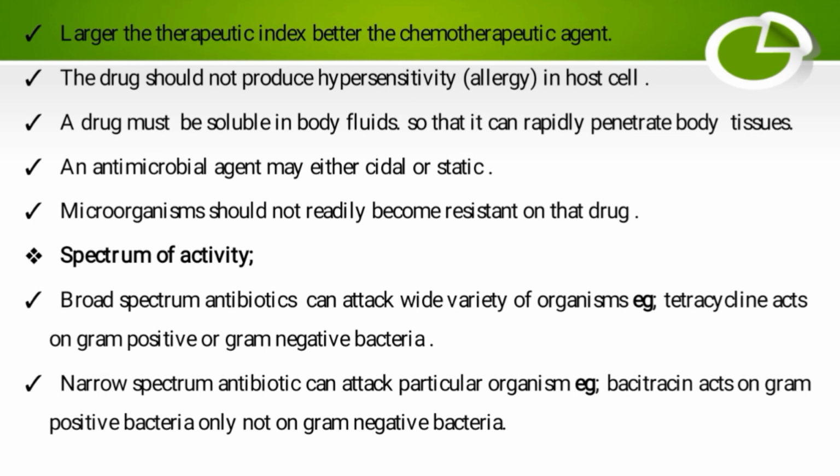Spectrum of activity. Broad spectrum antibiotics can attack a wide variety of organisms. Example: tetracycline acts on gram positive and gram negative bacteria. Narrow spectrum antibiotics can attack particular organisms. Example: bacitracin can act on gram positive bacteria only, not on gram negative bacteria.